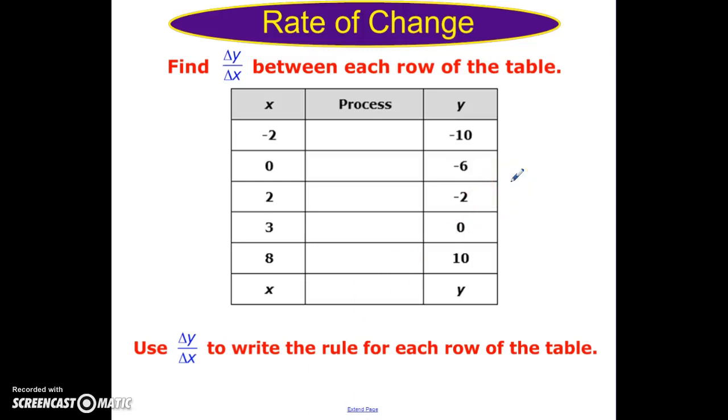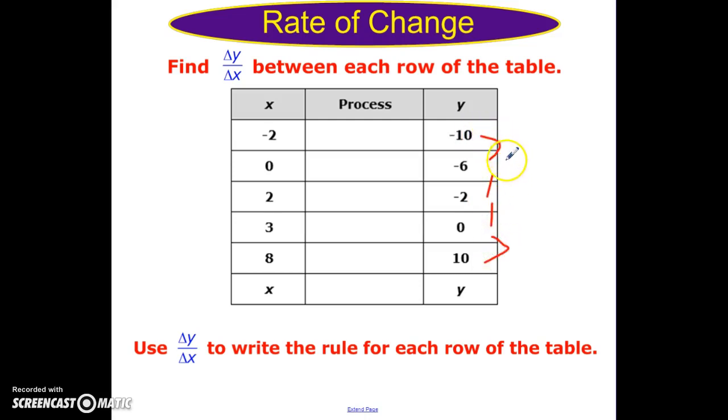The video today should be pretty much a review. So we're going to start with this table, and it's telling us to find the rate of change. Remember, this triangle right here means change, so we need to find the change in y, meaning what's the difference between each of these rows in the table.